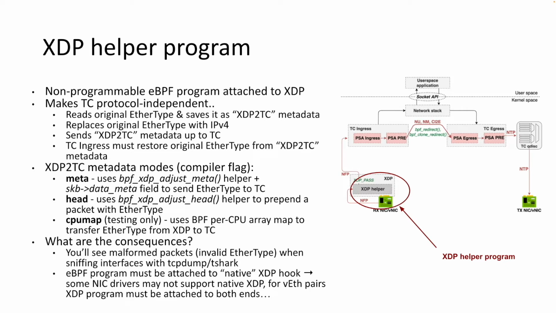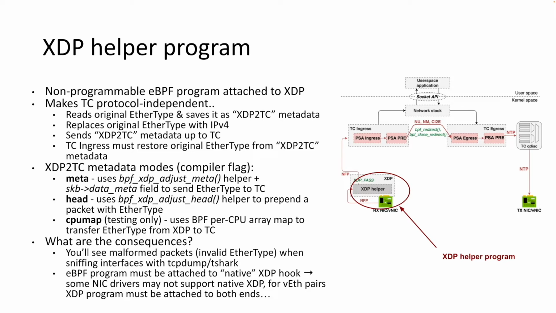Now, what are the consequences of using XDP helper program? First of all, you will be seeing malformed packets when sniffing interfaces with tcpdump or tshark. By malformed, I mean that the packets will have invalid Ether type. Unfortunately, there is no other way, and we need to live with this limitation.